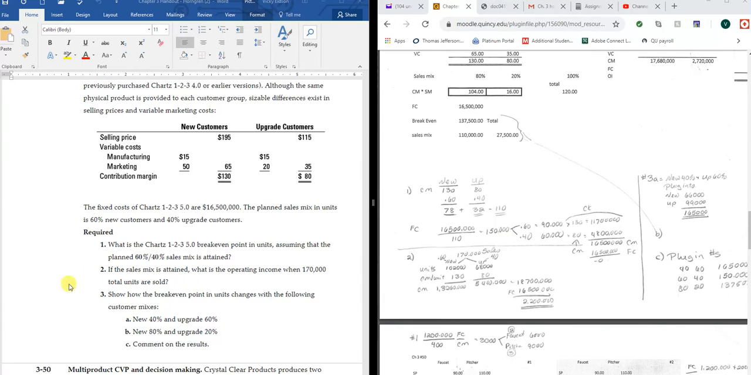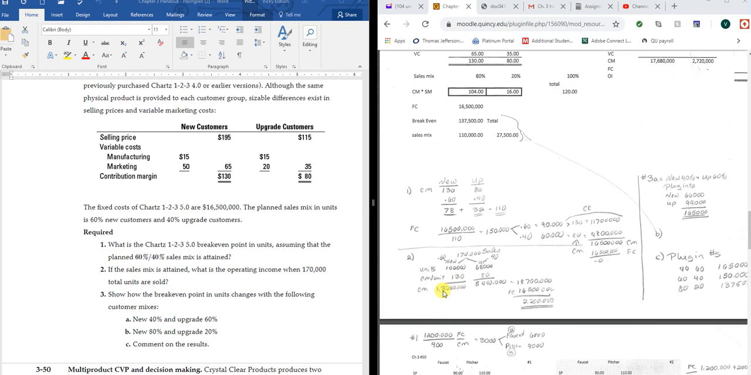Okay, so question number 2 is, if the sales mix is obtained, what is the operating income when 170,000 units are sold? I have 170,000 units. 60% of them are new, 40% of them are upgrades. So 60% of 170 is 102, 40% is 68. The contribution margin per unit is 130 and 80. Notice I could do 195 times 102,000, but I can just take a shortcut and start with 130 times 102,000.